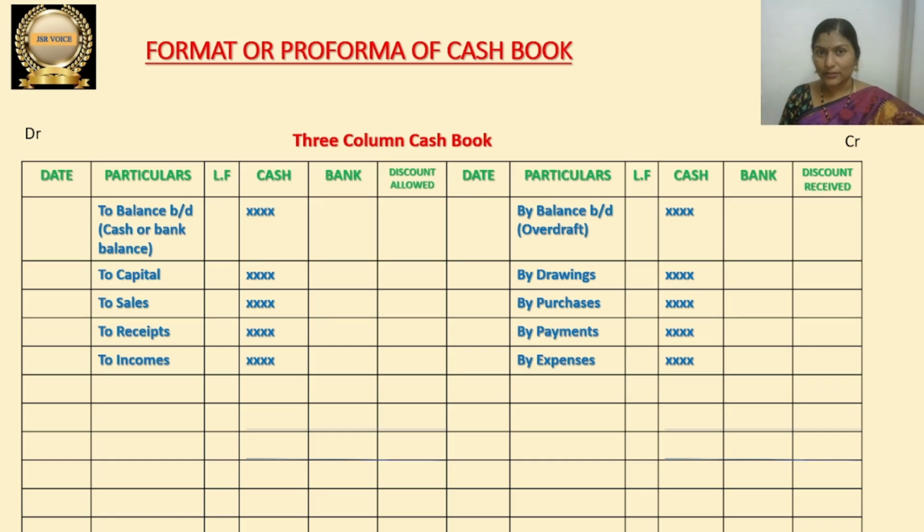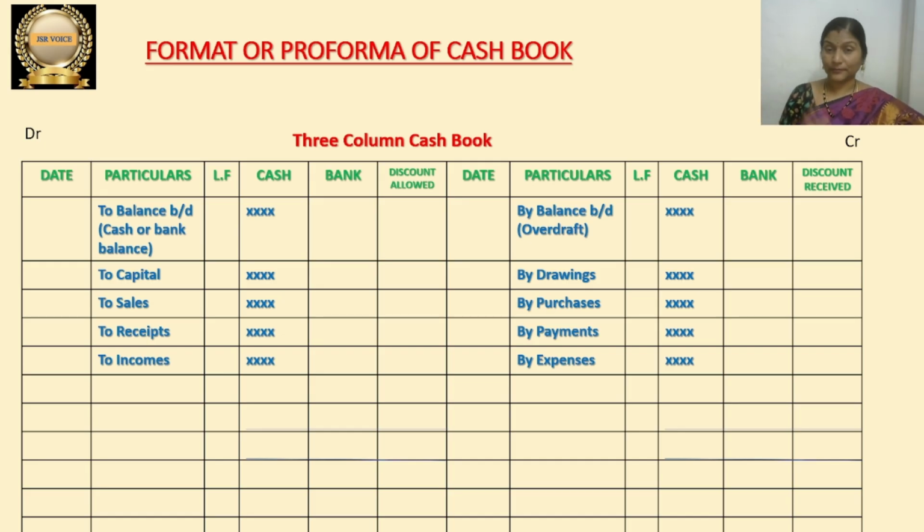Any receipt we have to record on debit side. Received cash from Mohan. Business is receiving cash. It is a receipt. Cash is coming into the business. You record on debit side. Cash paid to Varma. Paid. Business is paying cash. It is a payment. Record on credit side. Okay. Hope this is clear for everyone.